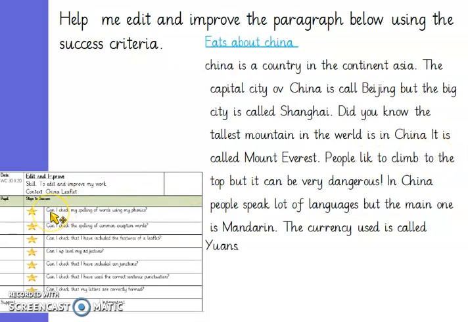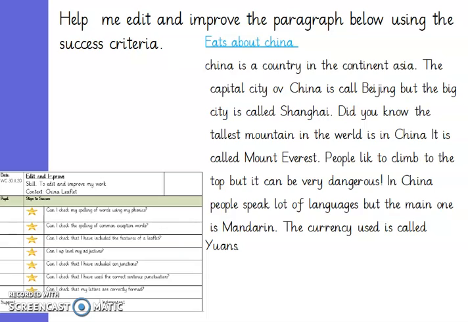Okay, so the first thing is you'll need a blue pen. We know this, we do editing in blue pen at school. If you don't have a blue pen, just make sure that it's a pen of a different colour so that you know what you have edited and we can clearly see it.